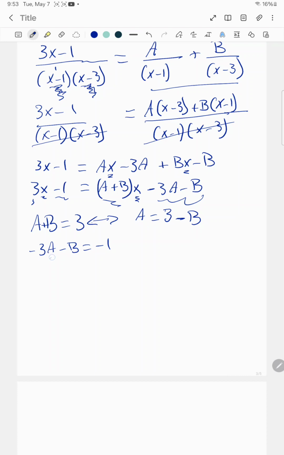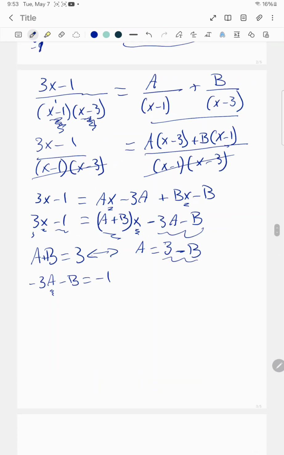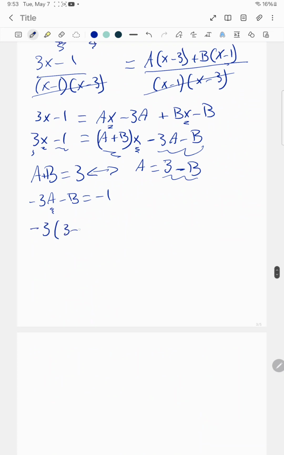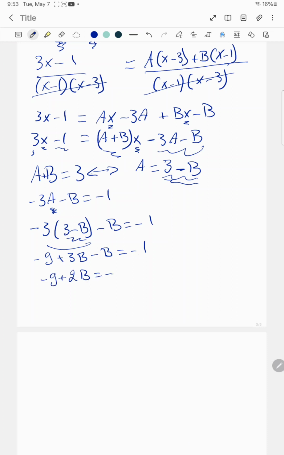So now I want to replace A by its value, which is 3 minus B. So I will have minus 3, instead of A, I can write 3 minus B, equal to minus 1. So I replace this A by its value that I took from here. So now let's develop this. It becomes minus 9 plus 3B minus B is equal to minus 1. So minus 9 plus 2B equal minus 1.